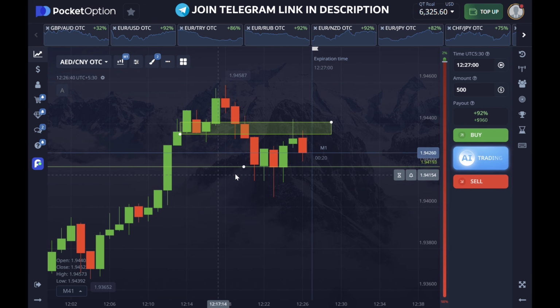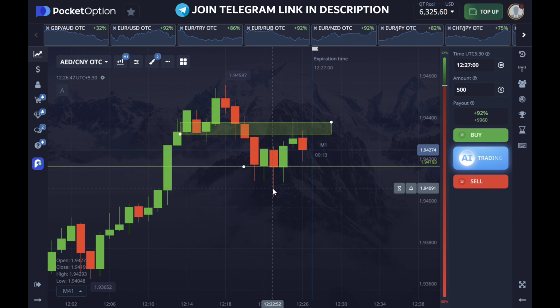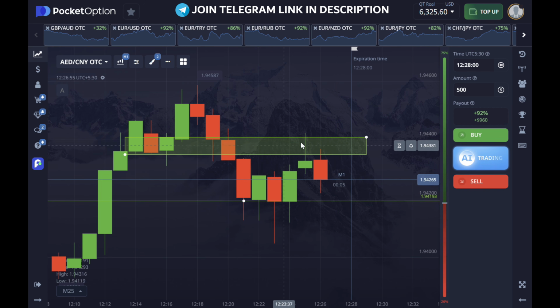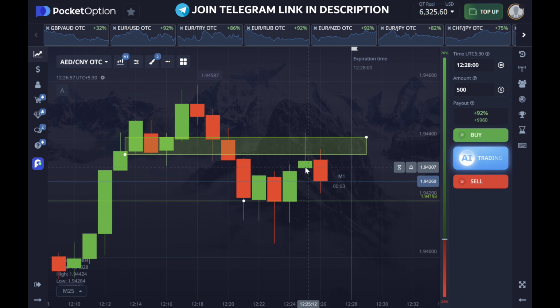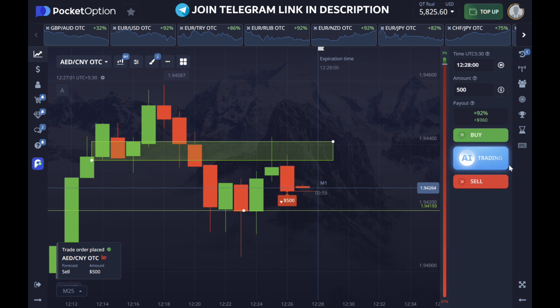An attempt was made to break the mother candle. You can see 1, 2, 3, 4 red candles formed. This means there was an attempt to break it here, but it couldn't happen. A green candle formed. Red, green, red. A red should be here. Based on the level, a green candle appeared. This means there are few sellers and buyers here. Sellers are here, meaning we'll go downward. So guys, take a trade downward.